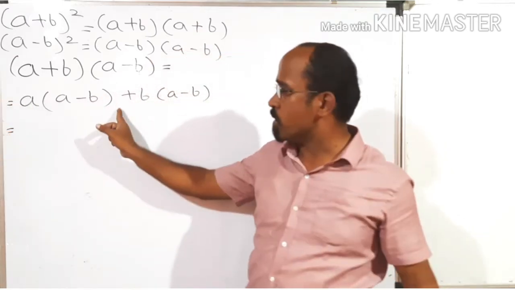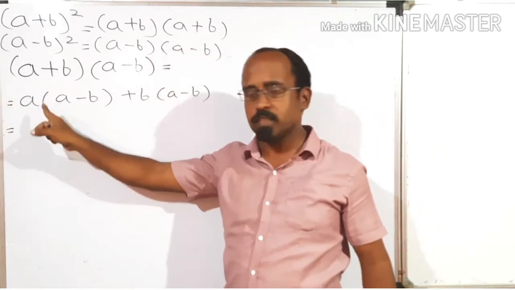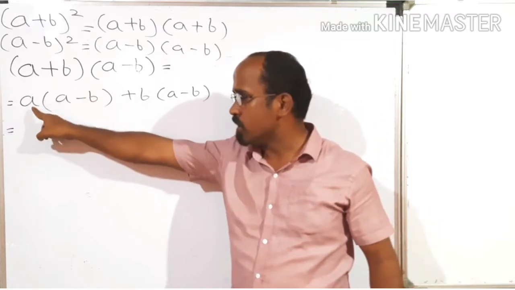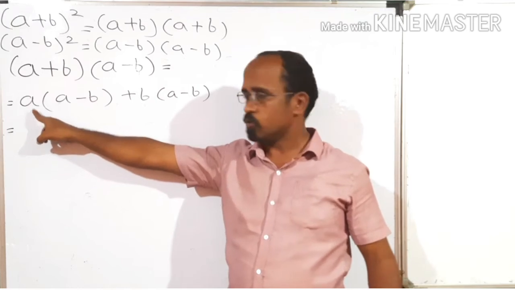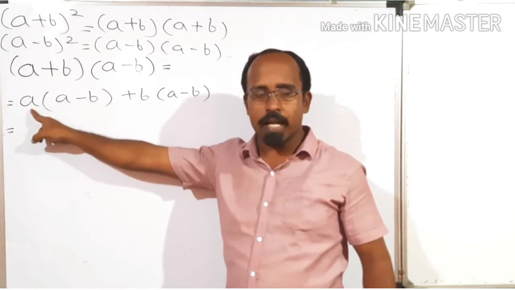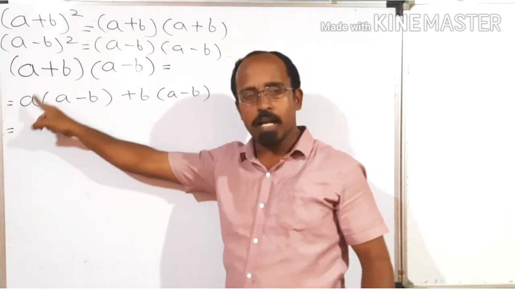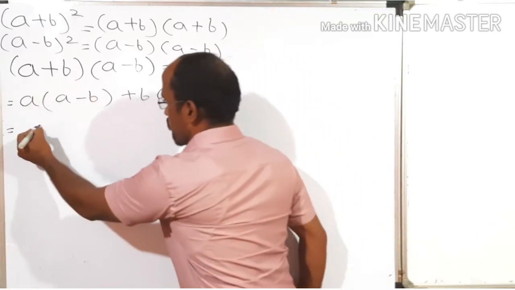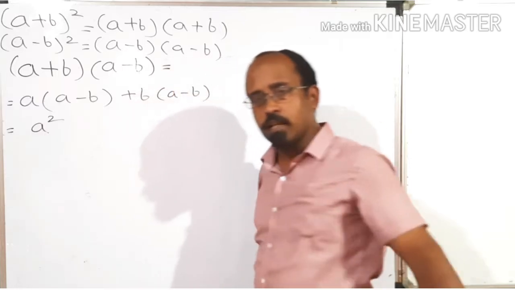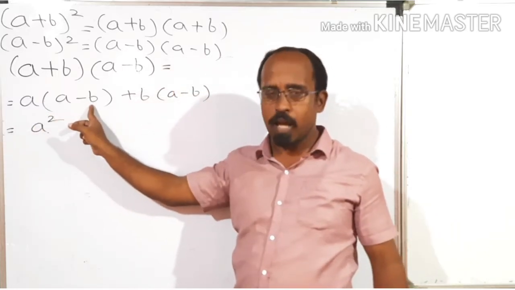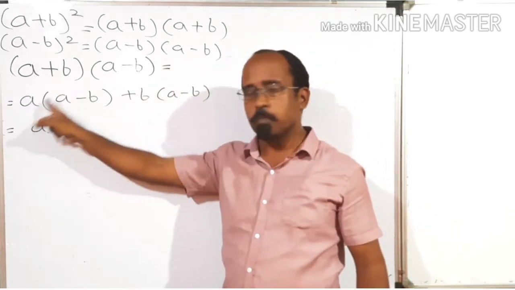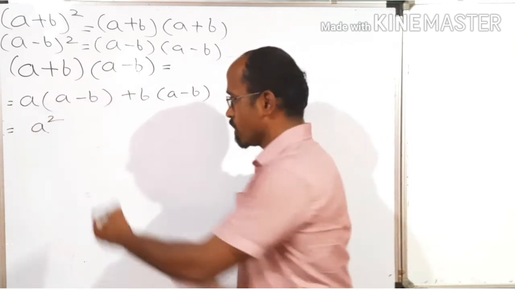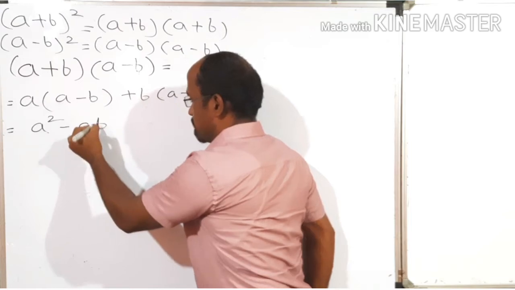We know how to multiply a bracket by a term. In this case, what we have to do? We have to multiply each and every term in the bracket by the term outside of the bracket. So we will multiply a by a and a by minus b. A multiplied by a, answer is a square. Clear? A multiplied by b, answer is ab. But one number is plus, one is minus. So answer is minus, so answer is minus ab.